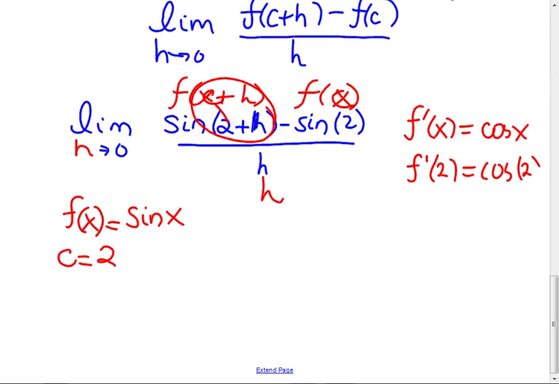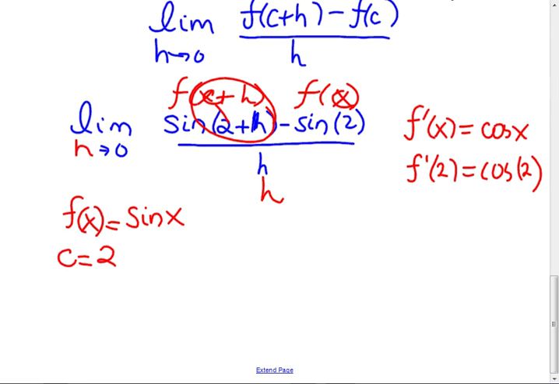It's up to you how you do it. Could you use L'Hopital's rule? Because you're asked to find the limit, there's a variety of ways. I could expand sine of 2 plus h, but I never remember that trig identity. So that's not a good option for me. It's equal to the cosine of 2.